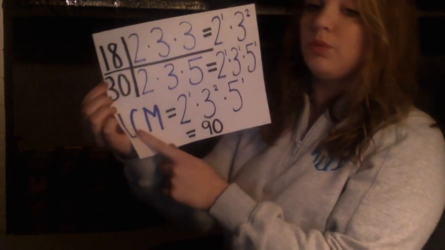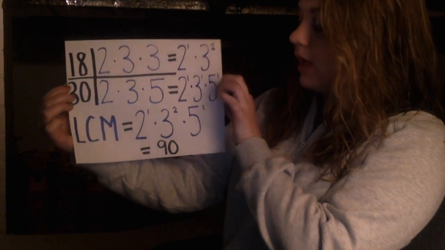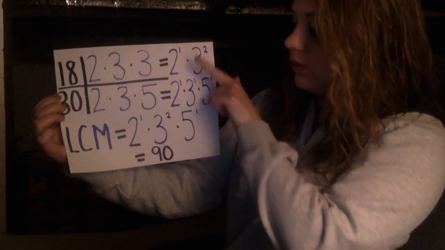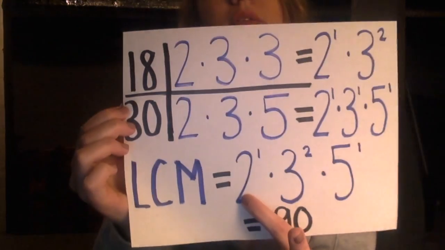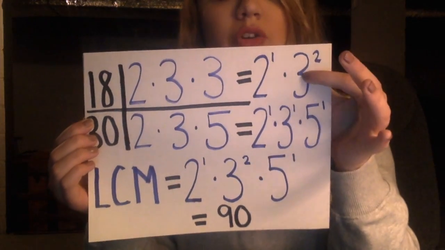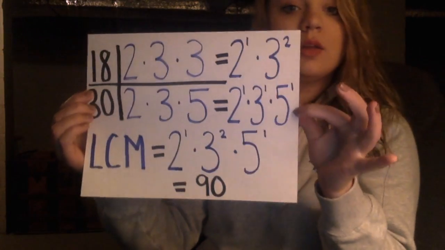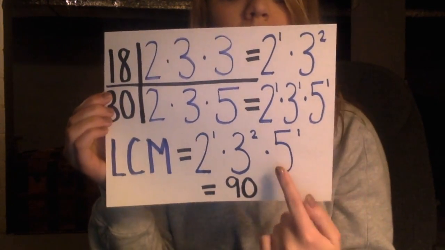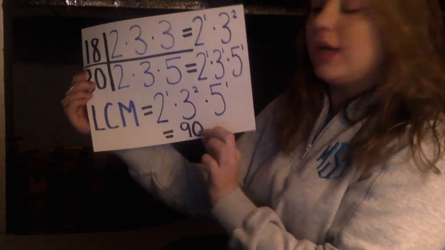To find the LCM, we're going to take the largest power of each number. So we have 2 to the first and 2 to the first. We're taking the largest, so 2 to the first is the one we bring down. We have 3 squared and 3 to the first. We bring down the largest, so we're going to put 3 squared here. Then we have 5 to the first power, so we're going to bring that one down as well. Then we multiply. So we're going to end up with 90 as our LCM.